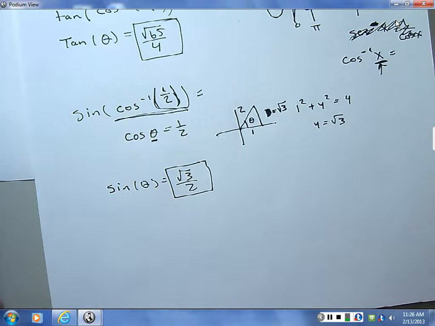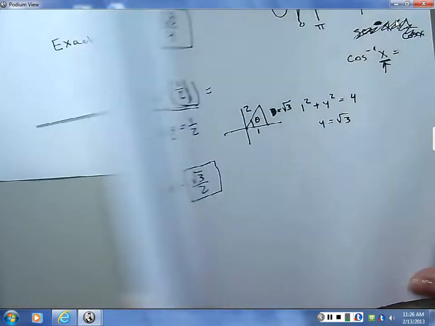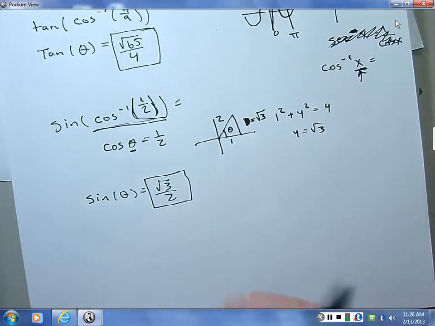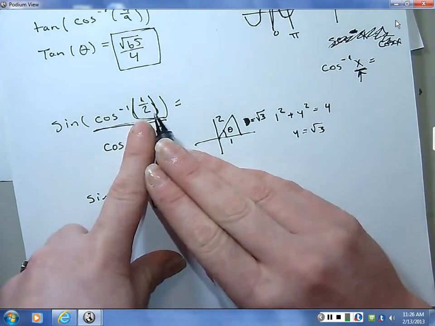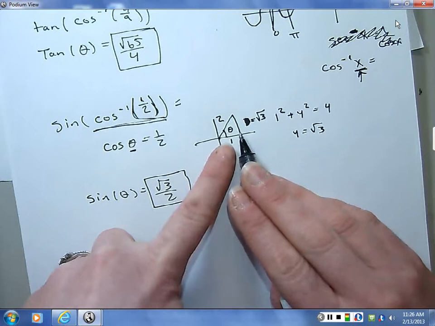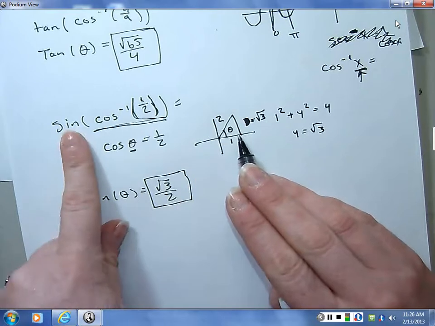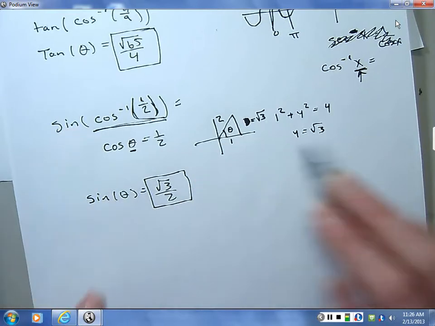So maybe you should have started with a little bit easier example than the one I gave previously. But does that make sense now? I'm looking for some angle that has this relationship. When I plug in cosine, I get 1 over 2. Once I have that picture, I look at it and take the sine of that angle.